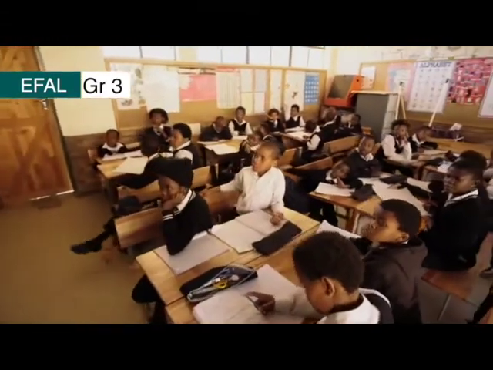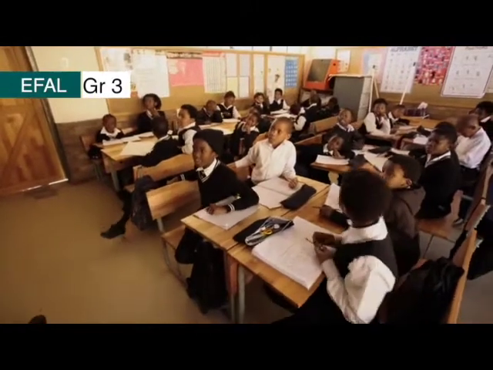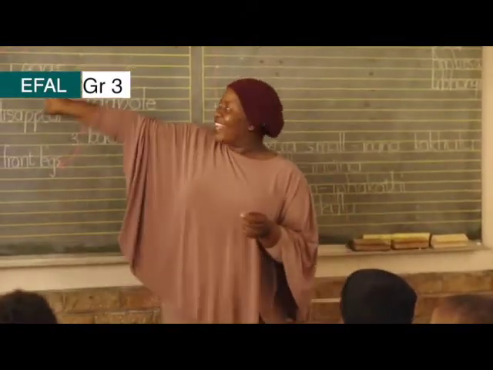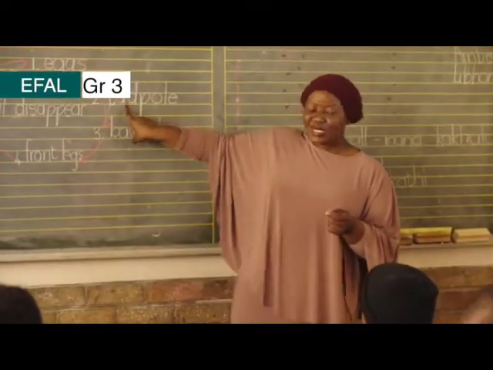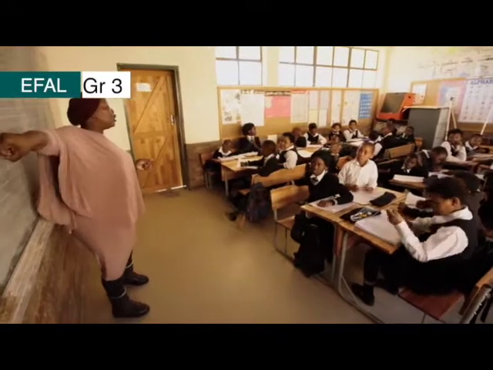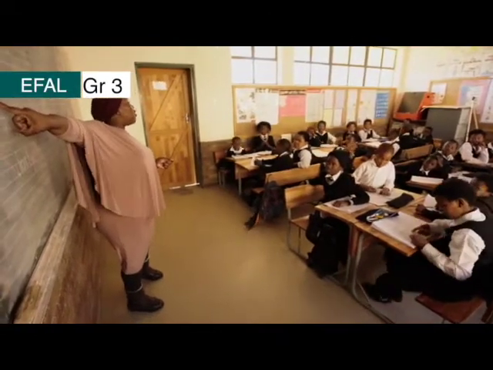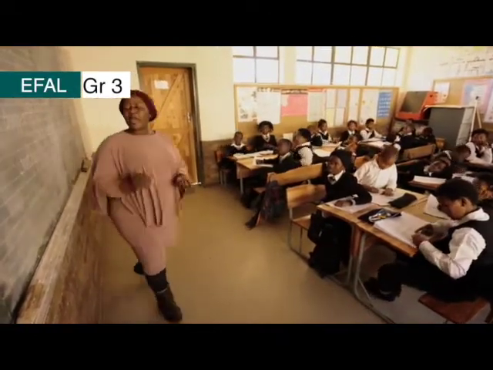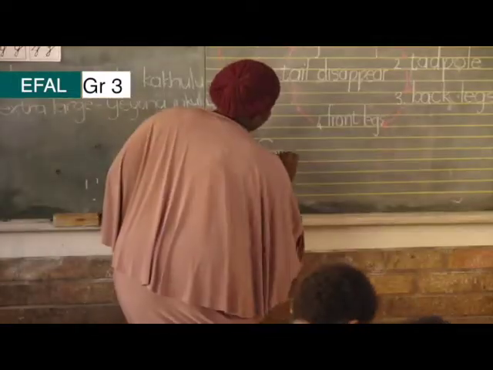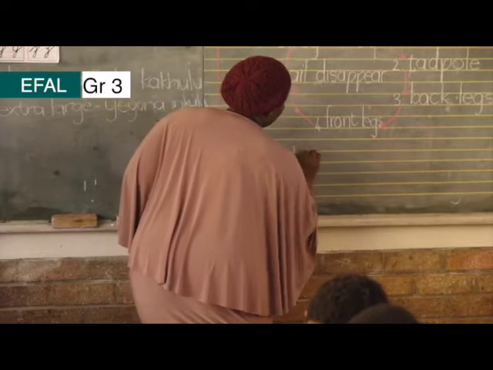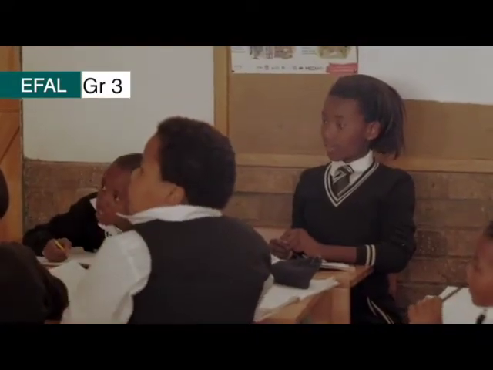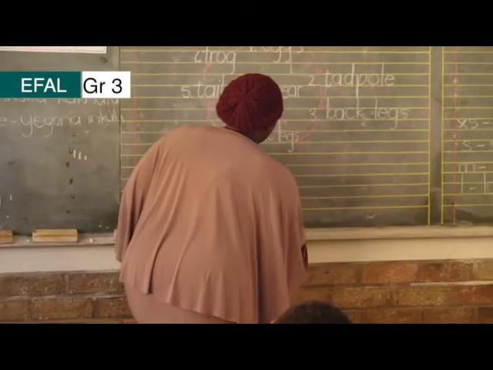What happens next? It happens all over again. It lays eggs, hatches into a tadpole, back legs grow, front legs grow, tail disappears and it turns into a frog. Okay, what do we write for the caption? Life cycle of a frog.